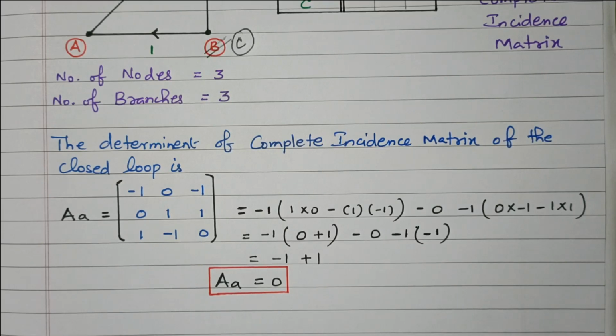So in this video we discussed that the determinant of an incident matrix of a closed loop is 0. We considered one closed path, from that we framed the complete incident matrix and we calculated the determinant. It shows that it is 0. Hence the statement is proved.